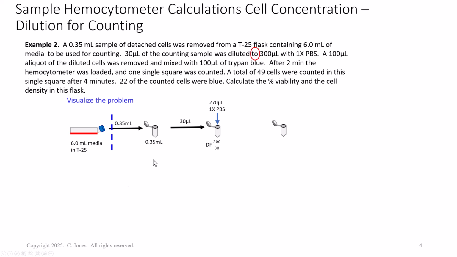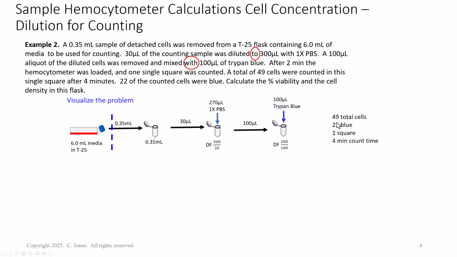Now, to do the viability counting, we need to take an aliquot of this and mix it with trypan blue. So we're going to take 100 microliters of our PBS diluted sample, mix it with 100 microliters of trypan blue. And again, diluting means that we're going to add the two together. So now we have a final volume here of 100 plus 100 is 200 for our final volume, and our initial volume is 100. So our second dilution factor is 200 over 100.